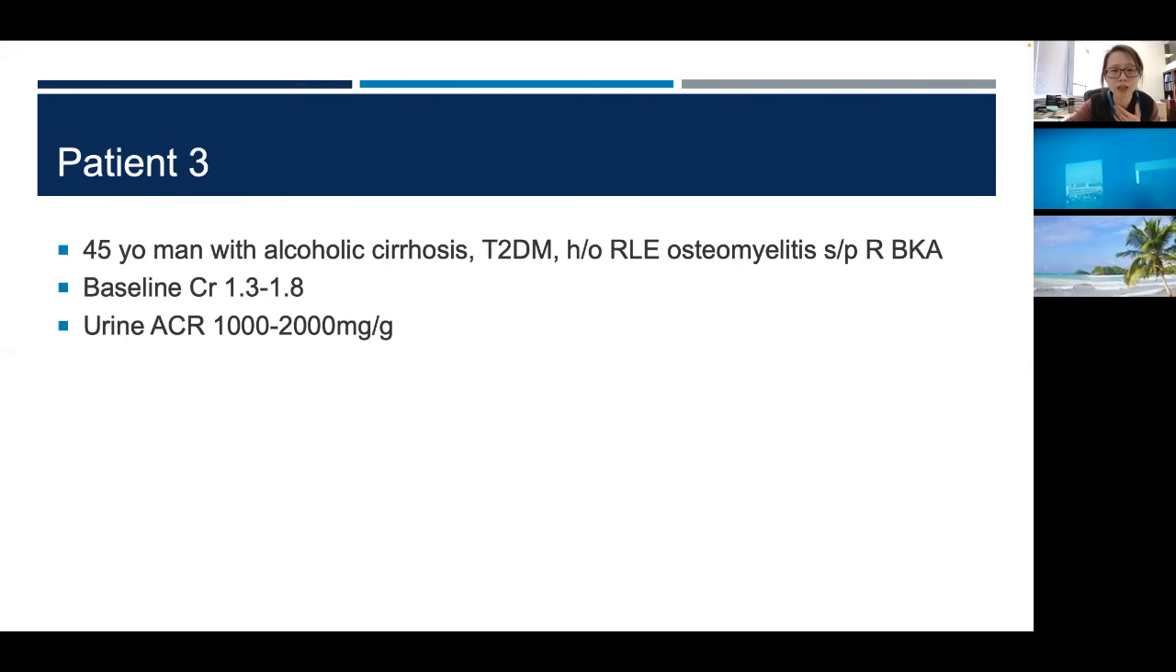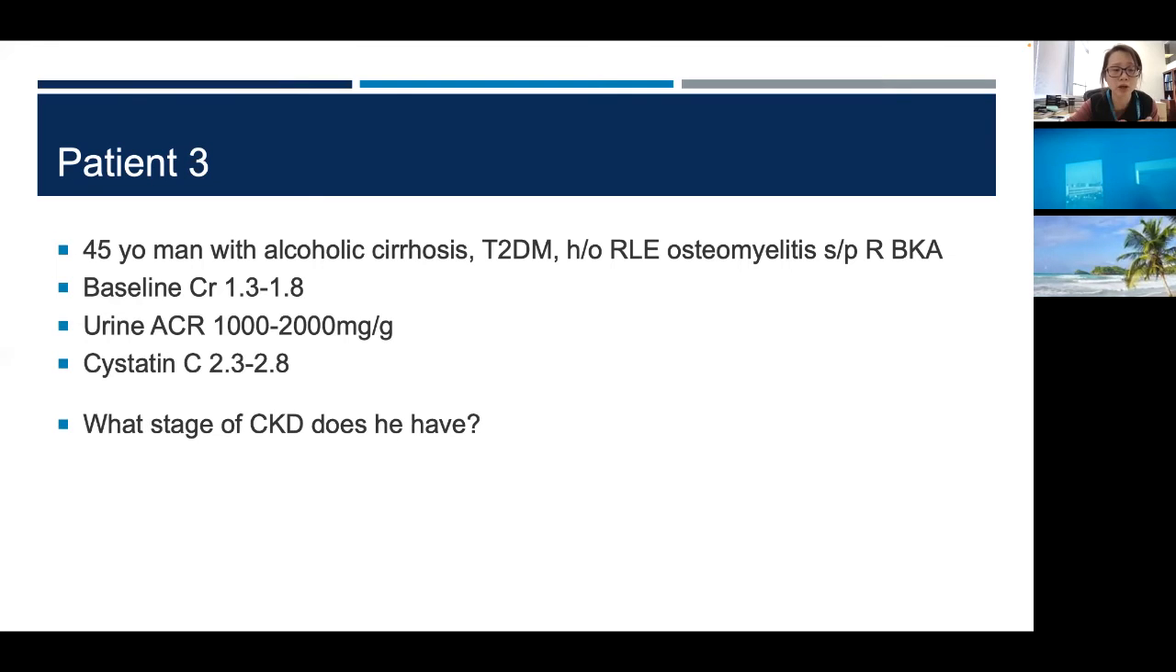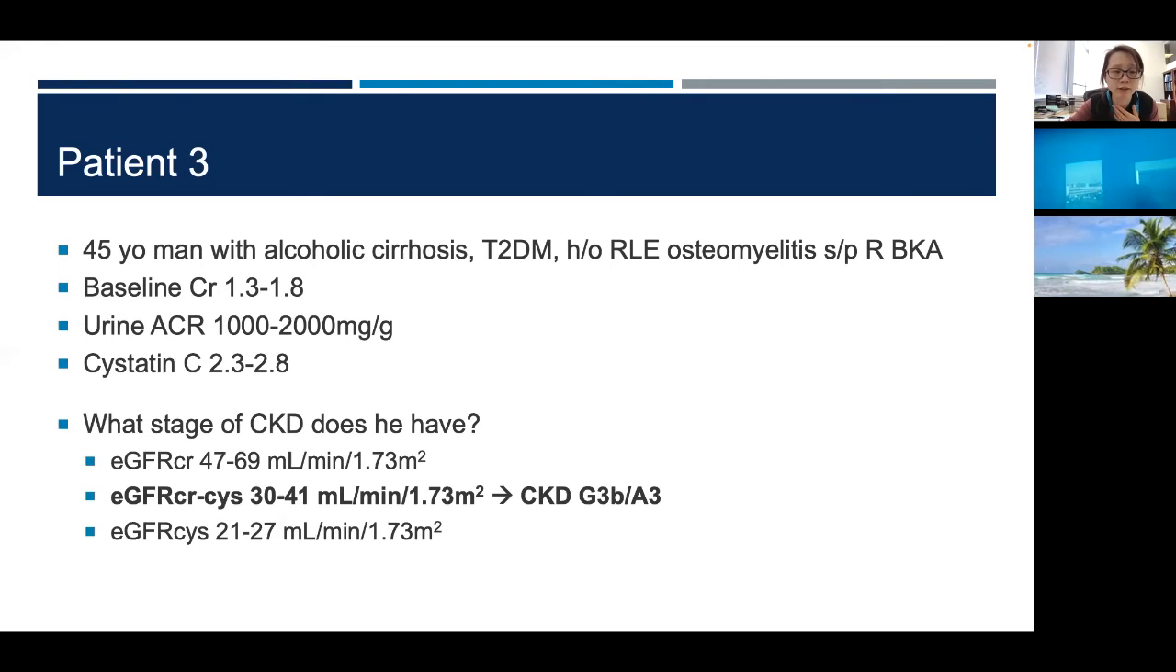And then because of his cirrhosis and also the fact that he has had a BKA, I checked cystatin because I just felt like his serum creatinine may be overestimating his GFR. And it turns out his cystatin has been about 1 point higher than his serum creatinine. So the question is, what stage of CKD does he have?